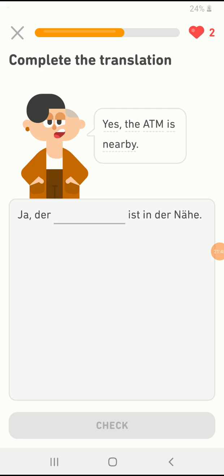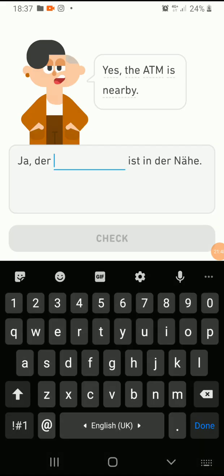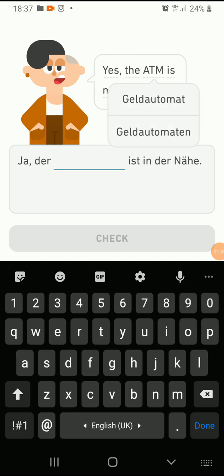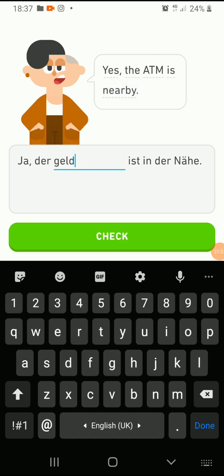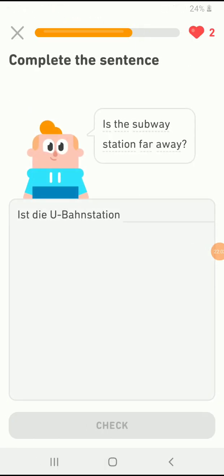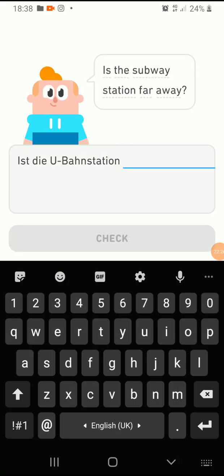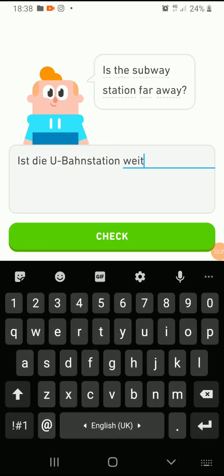Ist in der Nähe. So I know it's automat, but what kind of automat? Geldautomat. So Geld. I don't know what Geld means. Automat. These are things that you have to check, you know, to understand really the language. Just like weitweg, what it means, what each word stands for. Ist die U-Bahn Station, that's what we were talking about, weitweg.